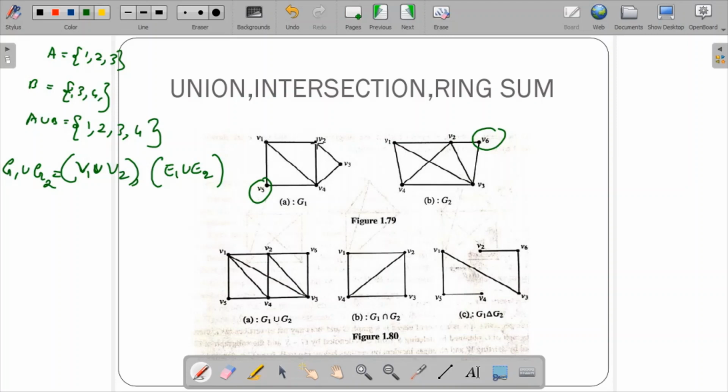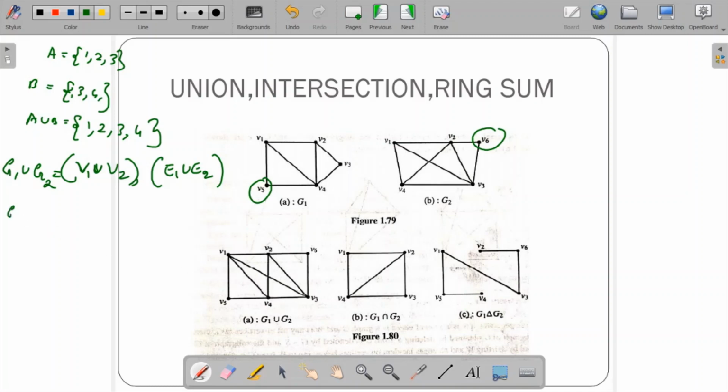So if you see this graph, this section is drawn completely the same, but from V1 there is an edge to V3, and from V2 there is an edge to V3. And from V1 again you have V4. In this graph you have an edge V1 to V3 and V2 to V3. So the combination of both the graphs I am going to draw in this particular graph, that is G1 union G2.